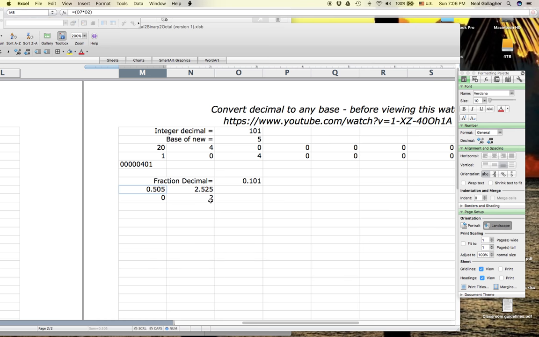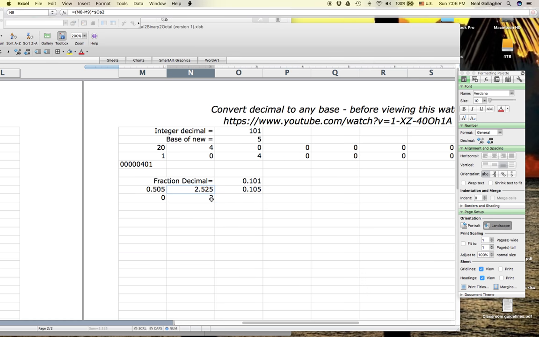Now I want to take this number, subtract the 2, equals, open paren, this number, subtract this number, divide by, again, 5. I'm going to put dollar signs again, dollar and dollar here in front of the 2, like that, return.